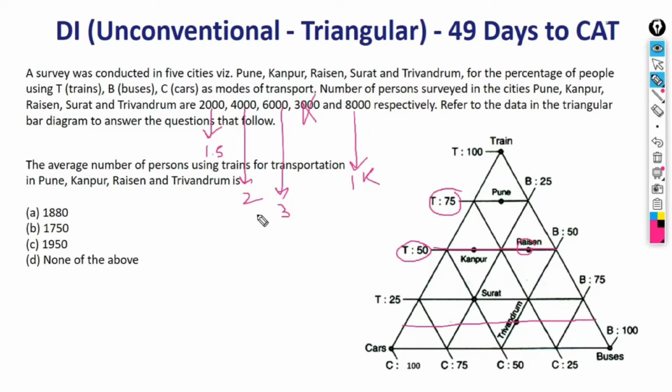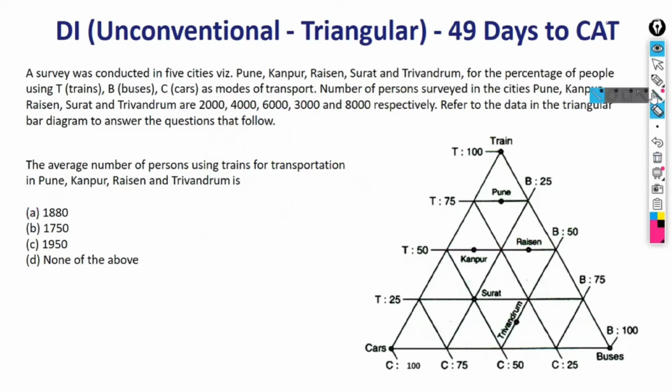So what's the total? 1.5 plus 2 plus 3 plus 1 is 7.5, divided by 4. So this will be 1875. The answer is answer option A, approximately. So we have approximated it. If you want exact, you could have marked none of the above, but it entirely depends on the question and the level of error that is allowed in the question, right? But the answer is 1875, which is closer to answer option A. Hence, we are marking answer option A here.